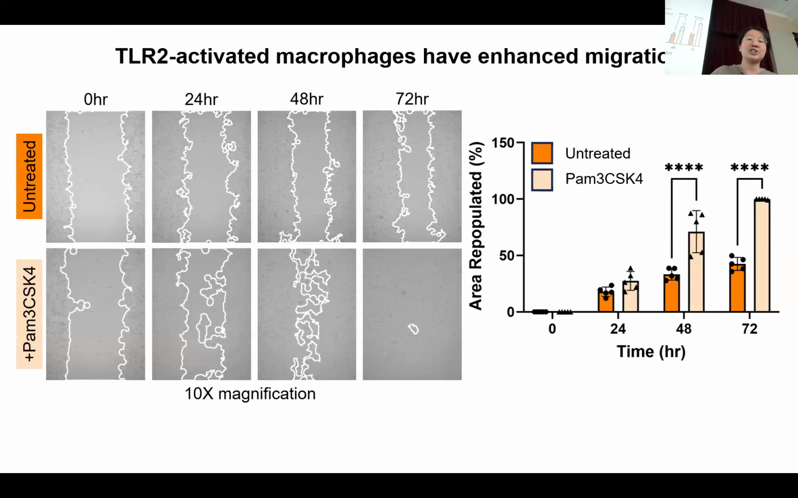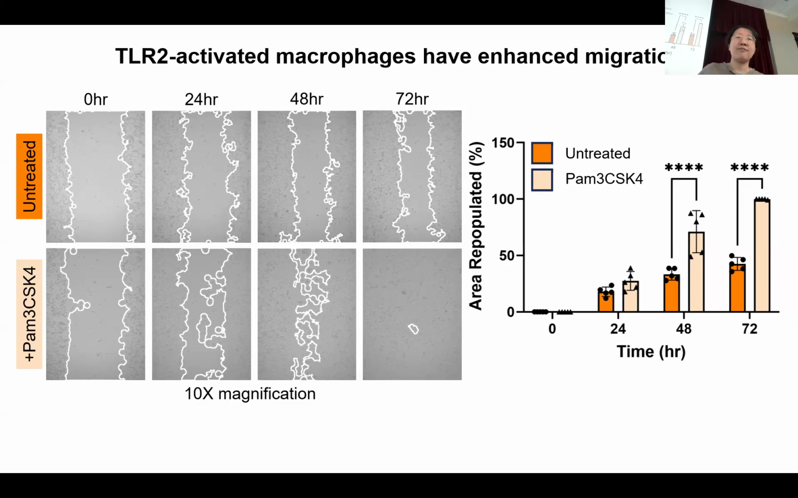So to test this, I treated cells with a TLR2 agonist, PAM3CSK4, to activate my macrophages, and I found that PAM3CSK4 treated cells repopulated more of the scratch over time than untreated cells. And when I quantified the areas repopulated, which is seen in the graph on the right, I found that activated cells migrate significantly more than untreated cells by 48 and 72 hours.